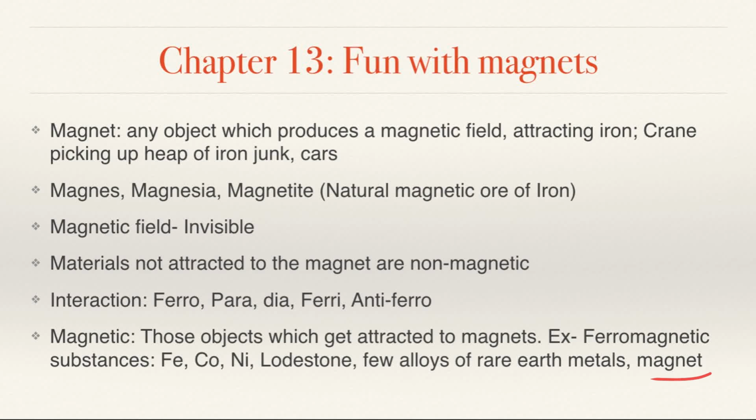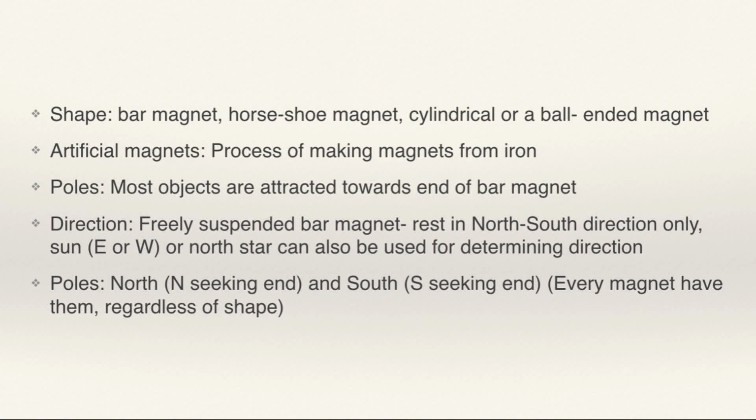So obviously magnet will get attracted to magnet, no doubt about it. Now the shape of the magnet can be a bar magnet like this. It can be a horseshoe magnet like this. It can be a cylinder like this, and finally it can be a ball-ended magnet. I'll show you some shapes.